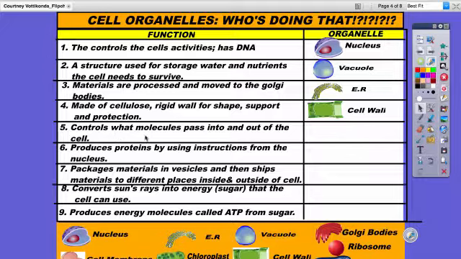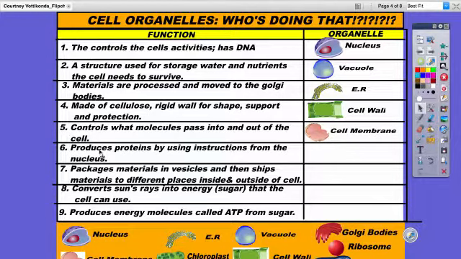Controls what molecules pass into and out of the cell. The answer is the cell membrane. Remember, the cell membrane is selectively permeable. That means that only certain things can come in and out of the cell. Let's move on to number 6.